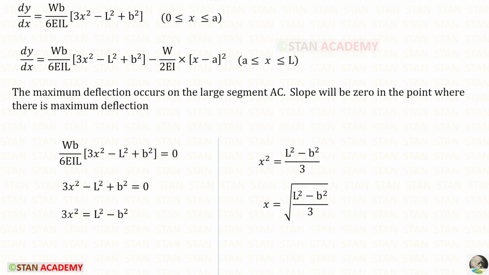Now we have to find the location where the maximum deflection occurs. The maximum deflection occurs on the larger segment AC. When there is maximum deflection, the slope will be 0. Let us take this, and we have to equate that to 0. We can take this term on the other side. It will be 0 into 6EIL upon WB. When we multiply any value with 0, it will be 0. We can take these two terms on the other side, and we can take 3 on the other side. It will come in the denominator. For x we will get this.